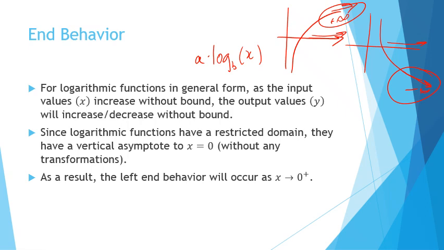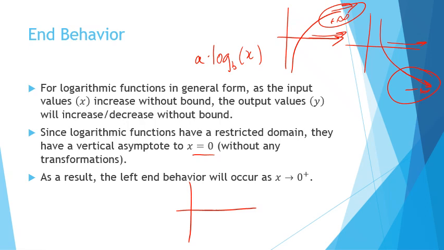Since logarithmic functions, though, have a restricted domain, meaning we can't plug in anything that's 0 or below, they will all have a vertical asymptote at x equals 0, unless you move the whole graph left or right, something like that. You won't see that right now, so don't worry about it too much. And as a result, the left end behavior will occur at x equals 0 from the right-hand side.